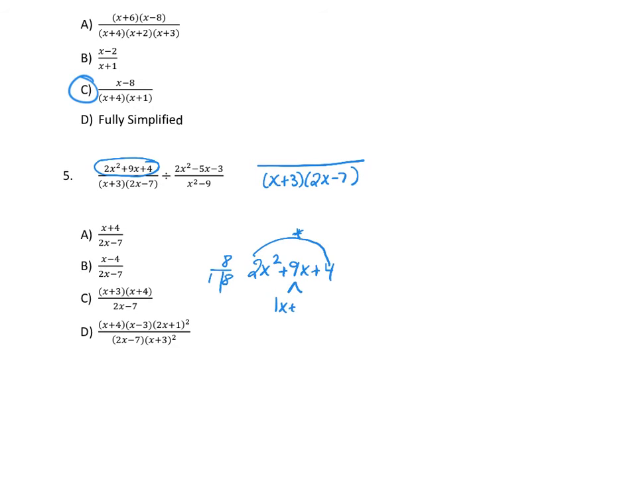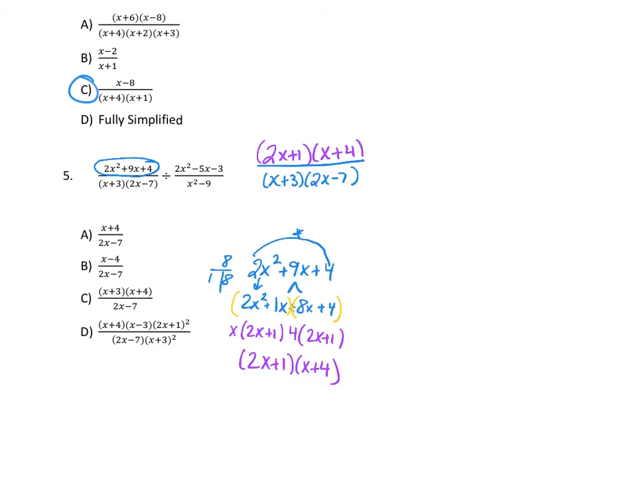Now I'm going to split the middle, and that's going to get me 4 terms. So now I can factor by grouping. I'm going to take an x out of this group and a 4 out of this group. And so my final factored form will be 2x plus 1 and x plus 4. So that'll be my numerator here: 2x plus 1, x plus 4.